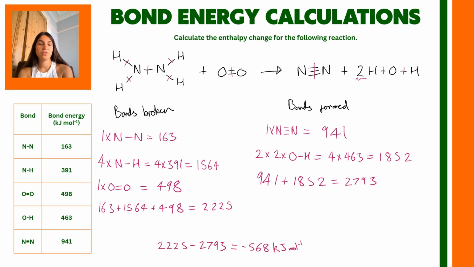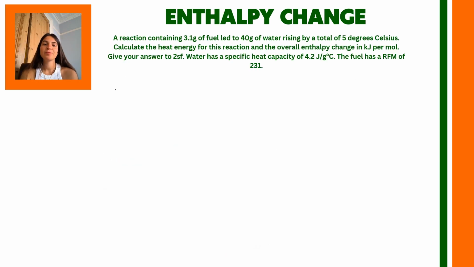Then I do my 2225 minus my 2793, and that gives me a negative number here, and that means that this is an exothermic reaction. I've decided it's exothermic because that final answer is negative. Okay, an enthalpy change calculation.